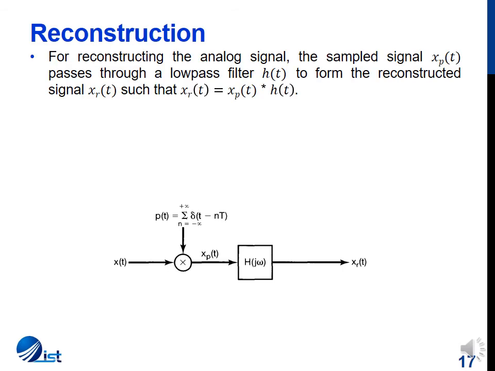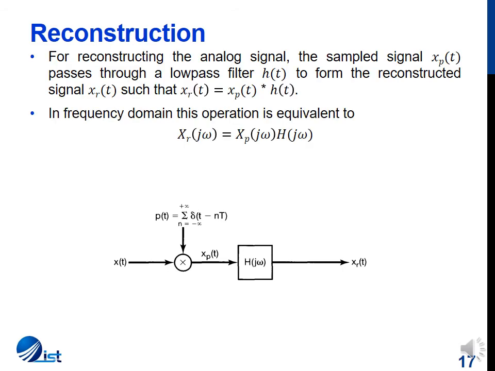So convolution in time is multiplication in frequency. What happens in the frequency domain is that both of these responses, xp of j omega and h of j omega, will multiply by each other. We already discussed that to cancel the 1 by T gain of the xp of j omega, we have to give a gain of T to the filter.